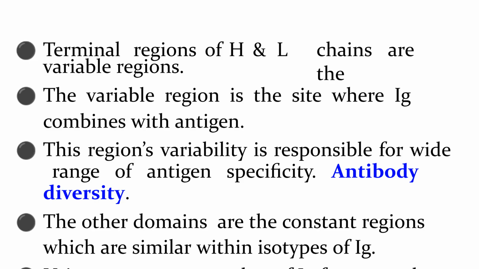The terminal regions of the heavy and light chains form the variable regions, where Ig combines with antigen. This variability accounts for the wide range of antigen specificity, known as antibody diversity. The other domains are the constant regions. Fragments like Fab and Fc have been identified using enzymes.